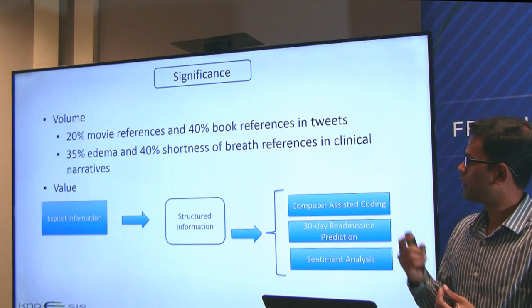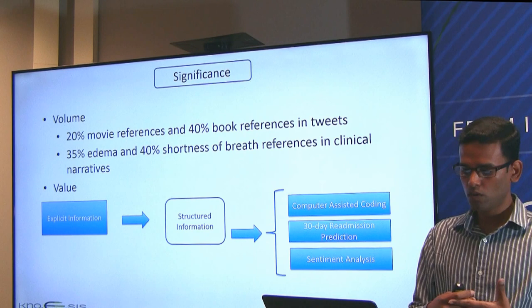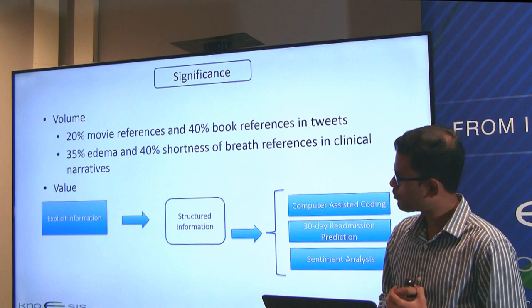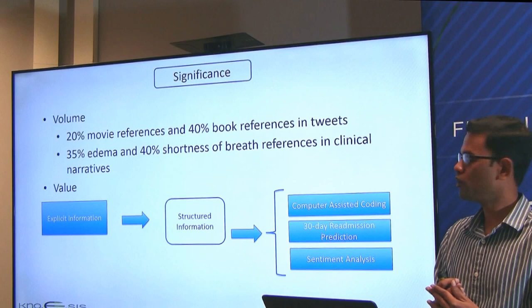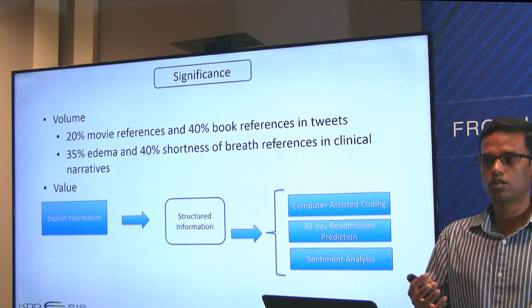In the dataset that we have looked at, we observe that between 20% to 40% of things are being mentioned in an implicit manner. And not only the volume, there is a value for this implicit information. So we have been developing applications on unstructured text, like using clinical documents to develop applications like computer-assisted coding and secondary data analysis tasks like prediction, or using social data to do sentiment analysis.